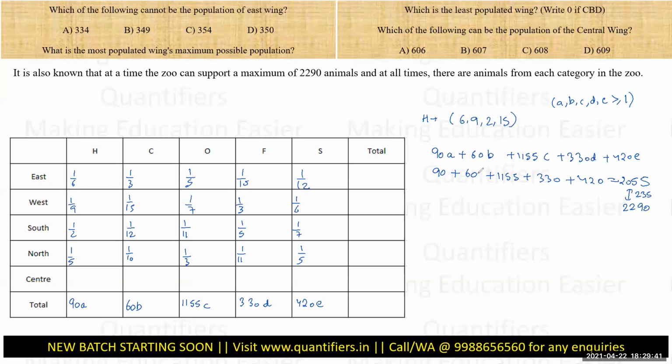Right now I have taken all of them as one, one, one. C I took as one, D as one, E as one. I cannot put CS2 because if I put CS2, the total will increase by 1155. I cannot accommodate that change. The maximum change I can accommodate is 235. Similarly, I cannot put DS2, I cannot put ES2, which means that these three are fixed: 1155, 330, 420, right?